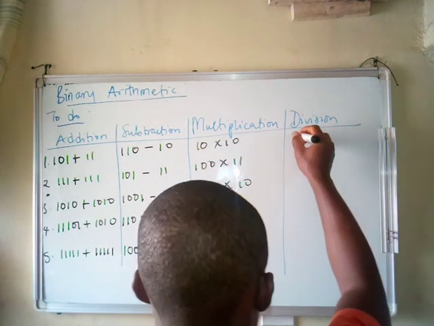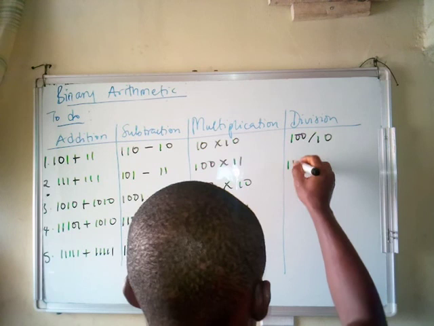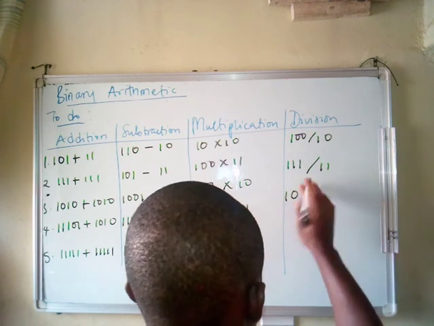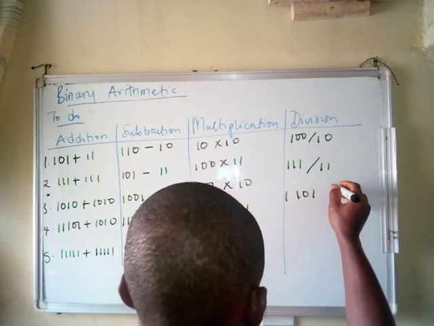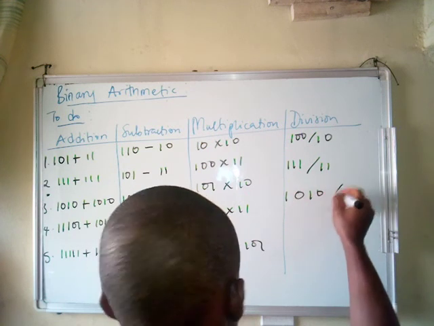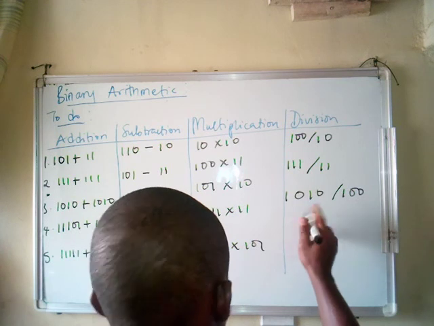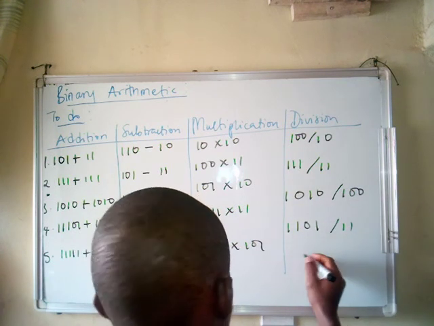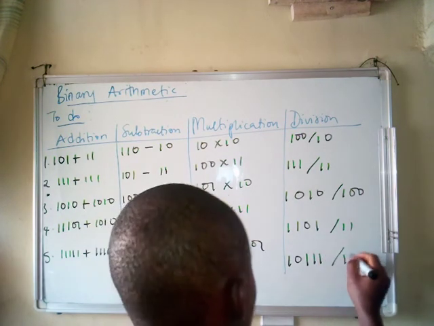Okay, for division, you have 100 over 10. Number 2, 111 over 11. Number 3, 1010 over 100. Number 4, 1101 over 11. Then the last one, 10111 over 10.